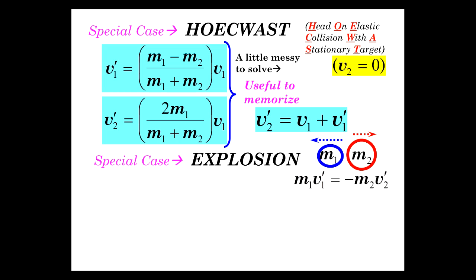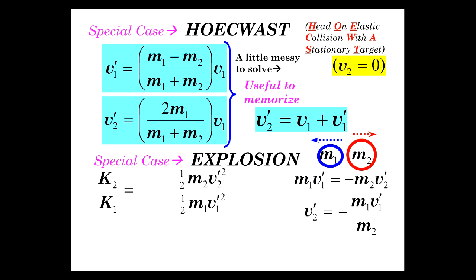So M1 V1 prime is equal to minus M2 V2 prime, because the conditions before, they are at rest. So there is no M1 V1 or M2 V2. So that's a pretty simple expression. We can solve for V2 prime, for instance, very simply: minus M1 over M2 times V1 prime. Now, let's do the kinetic energy ratios of an explosion. Well, it's the second one over the first one.